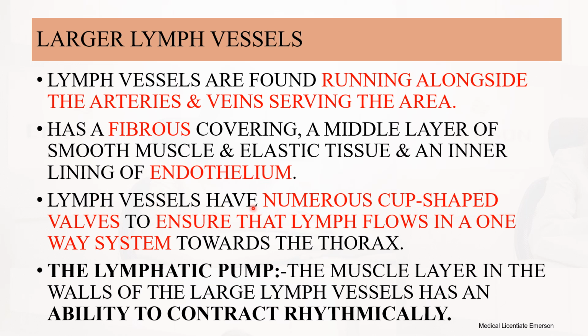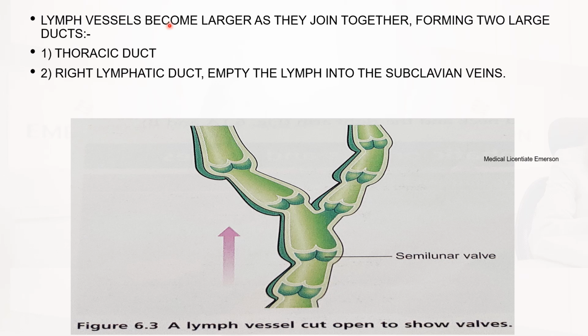Then the lymph vessels have numerous cup-shaped valves to ensure that lymph flows in a one-way system towards the thoracic duct. Then we have the lymphatic pump, where the muscle layer in the walls of the large lymph vessels has an ability to contract rhythmically. Then the lymph vessels become larger as they join together, forming two large ducts. One would be the thoracic duct, and the other would be the right lymphatic duct, which empties the lymph into the subclavian veins.